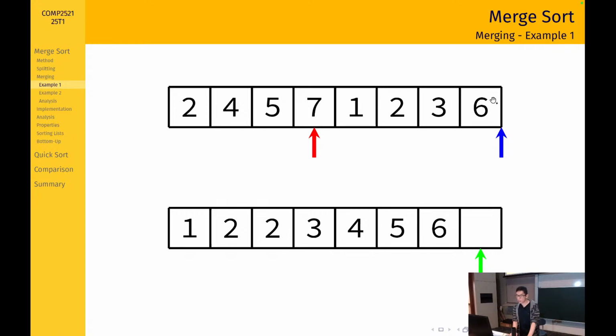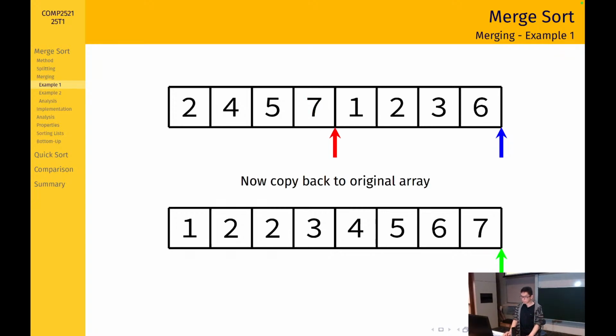Now that we've reached the end of one of the halves, so we've used up all the elements in the right half of the array, we can take all the remaining elements from the left half and just copy those down. So the 7 gets copied down. And now since we've merged all the elements into our temporary array, we can just copy them back into our original array.